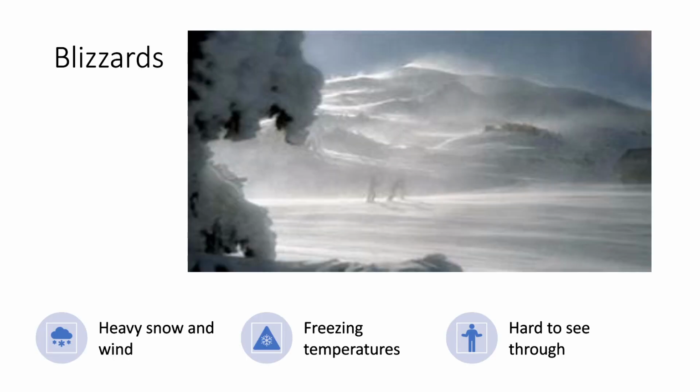Blizzards: heavy snow and wind, freezing temperatures, and it's hard to see through. If you're having a blizzard, it means heavy snow and wind are forming. And you might be freezing cold. And if you try to go through the blizzard, it might be hard to see.